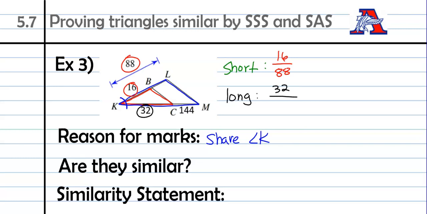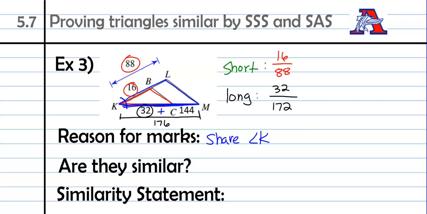And then for the long sides, 32 over. Now on this blue triangle, we don't have the whole side given to us just yet. We need to add together 32 and 144. So 32 plus 144 is going to give us, what, 176? So if you want to kind of add that to your diagram, that whole distance is 176. So that's our blue long side.